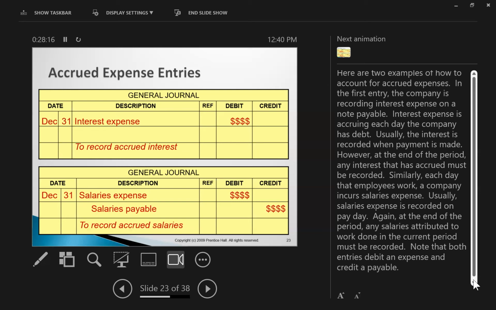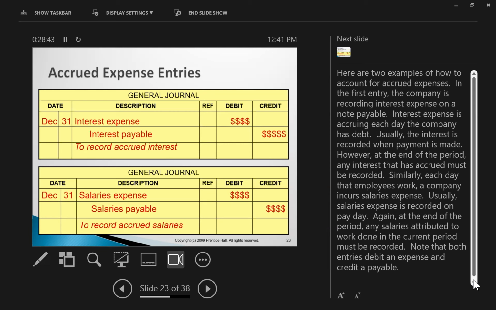Salaries expense. It's always going to be whatever we're talking about as the expense. Expenses are always debited when we increase them. So both of these adjusting entries are going to have an expense. In this case, it's interest or it's going to be salaries.